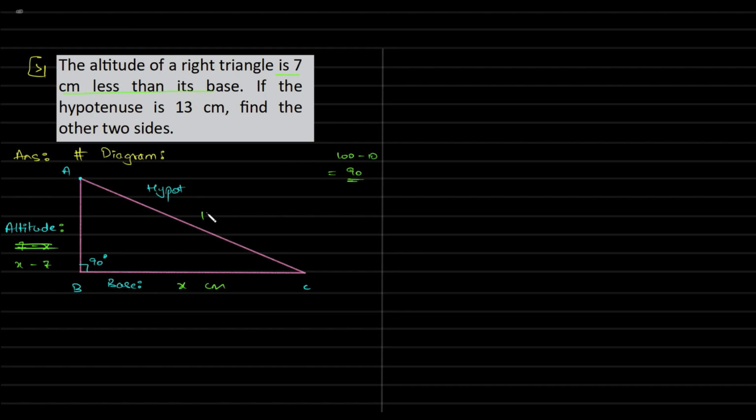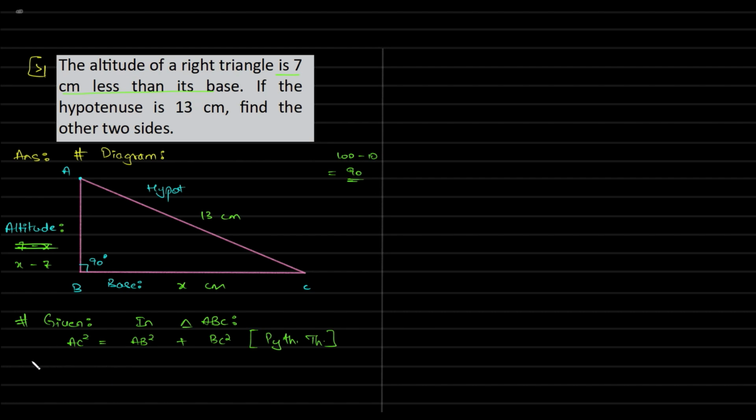And the hypotenuse is given to be 13 centimeter. So we are done with the diagram. Now let's move on to writing the given. We'll start off with writing in triangle ABC, we need to mention that we're talking about this triangle: AC square is equal to AB square plus BC square. And this is as per your Pythagoras theorem. So hypotenuse square is equal to the sum of the squares of the other two sides.